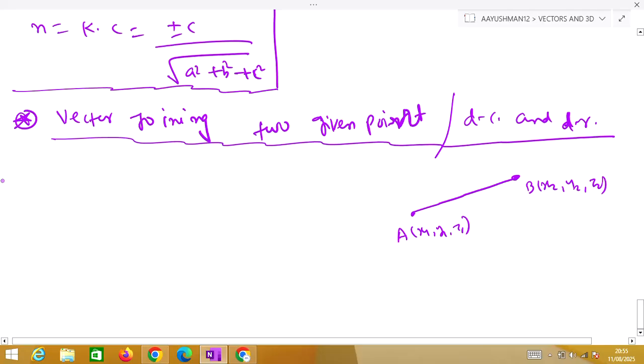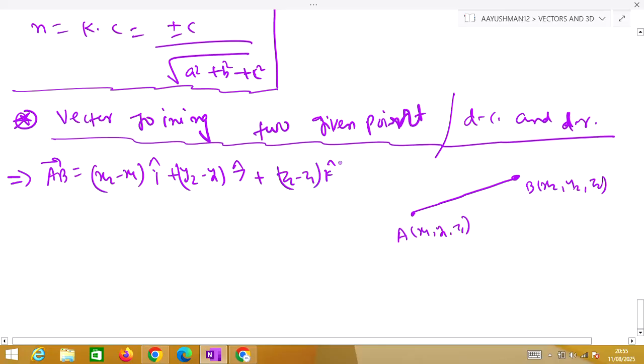So what we have here is the vector joining the 2 points. If we want to write the AB vector, what it will be: (x2 minus x1) into i plus (y2 minus y1) into j plus (z2 minus z1) into k. And this is only the direction ratio.